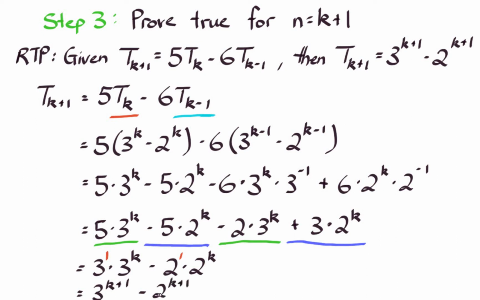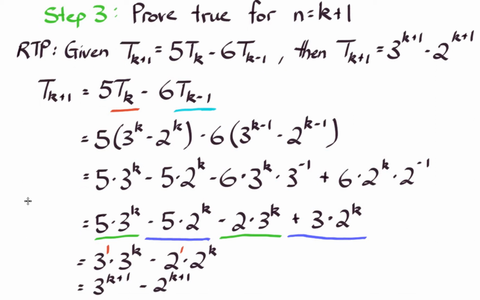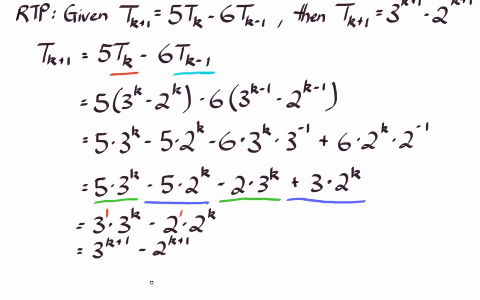And we've done it. We have 3 to the power of k plus 1, like up here, minus 2 to the power of k plus 1. So we can say that this is therefore true for n equals k plus 1. And after we do our final statement, we are finished. Great job.